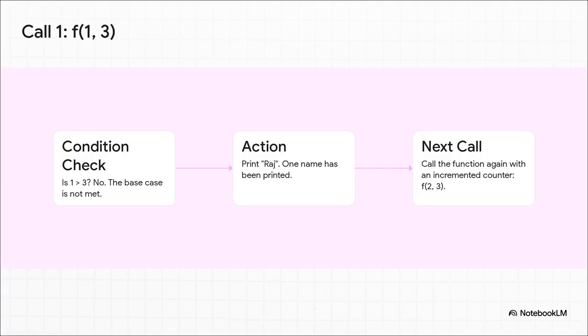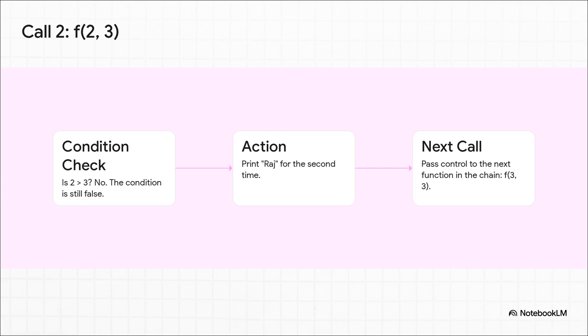So here we go. The first call is f of 1, 3. The function wakes up and it checks its main condition. Is my counter, i, bigger than my target, n? Is 1 greater than 3? No. So it does its job. It prints Raj, and then right away, it calls itself, but this time it bumps the counter up to 2. It's basically saying, okay, my part's done, now it's your turn, f of 2, 3.